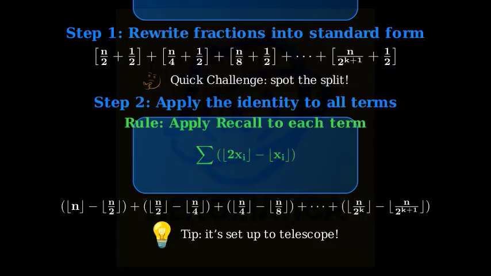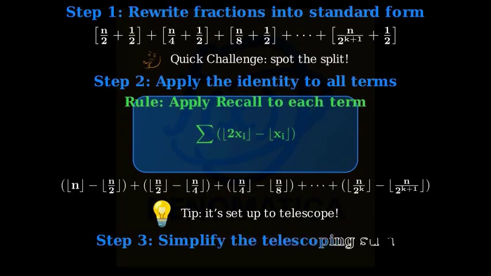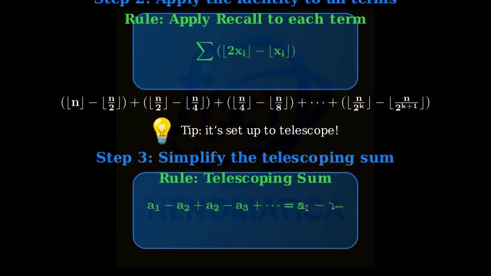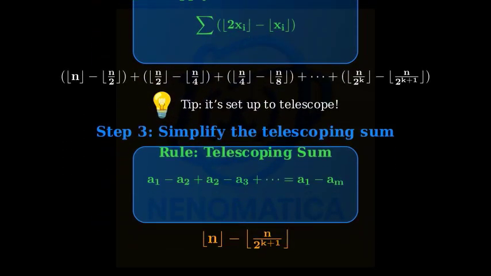Step 3. Use telescoping to cancel the middle terms. We'll show the step title. Then, the telescoping rule box. And show the simplified result that only the first and last terms remain.